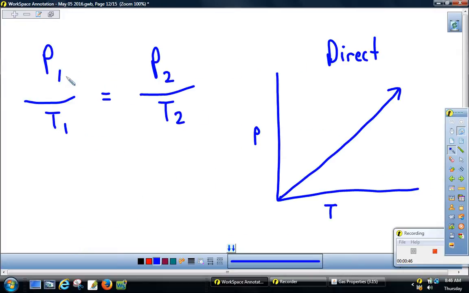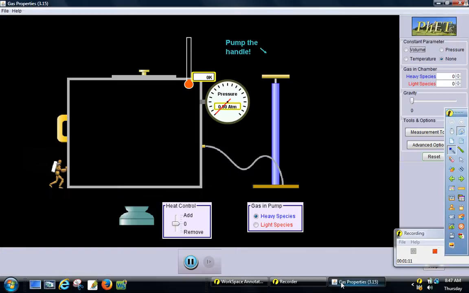So if you look at the formula for Gay-Lussac's Law, the initial pressure divided by the initial Kelvin temperature is equal to the final pressure divided by the final Kelvin temperature. And if we graph that, as temperature goes up, pressure goes up. So if we triple the Kelvin temperature, the pressure will triple. If we cut the Kelvin temperature in half, the pressure will be cut in half. And that's because as temperature goes up, particles move faster and they're going to collide with more force.